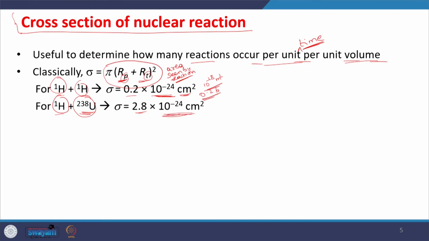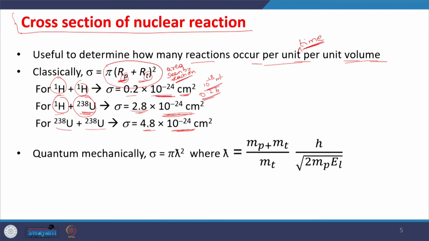Now, let me go for another combination of target and projectile: uranium-238 plus uranium-238. Then I am getting the same order, barn, but instead of 2.8, now it is 4.8. However, because it is a quantum mechanical process, a nuclear reaction cannot be treated via classical physics, that is well known to all of you.